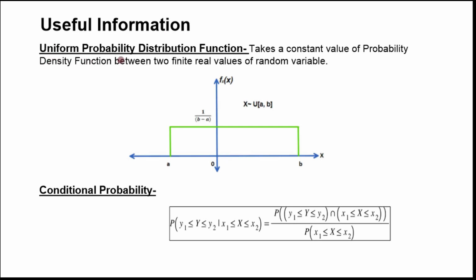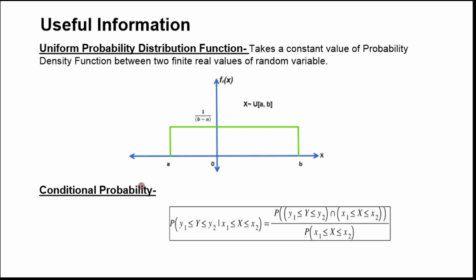The uniform PDF is the one which takes a constant value of probability density function between two finite real values of the random variable. The mathematical representation that random variable x takes a uniform PDF between a to b is this. The constant value is given by 1 over b minus a, where a and b are the respective values of the random variable x between which it takes a constant value.